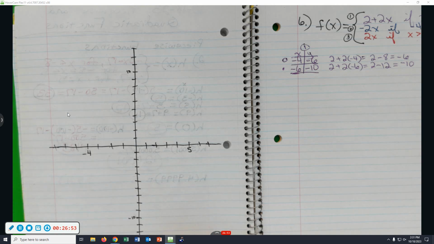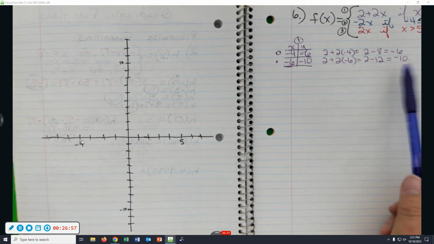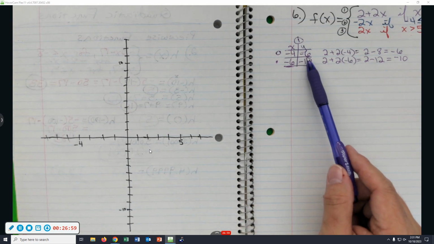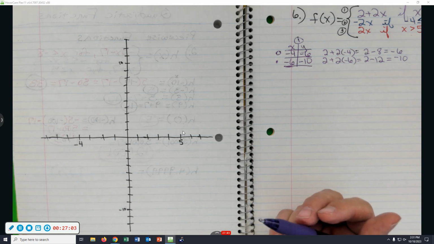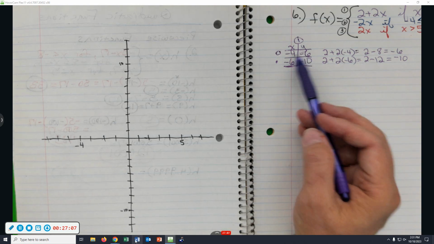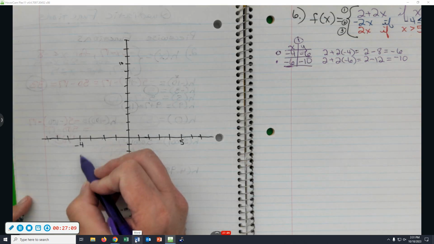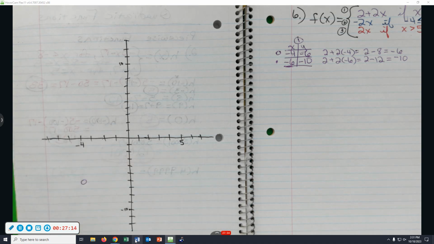Over here to the left, you're going to have the purple piece. Between -4 and 5, that's going to be the blue graph. To the right of 5, that'll be the red one. So go ahead and... -4, -6, 1, 2, 3, 4, 5, 6, and we put an open circle.